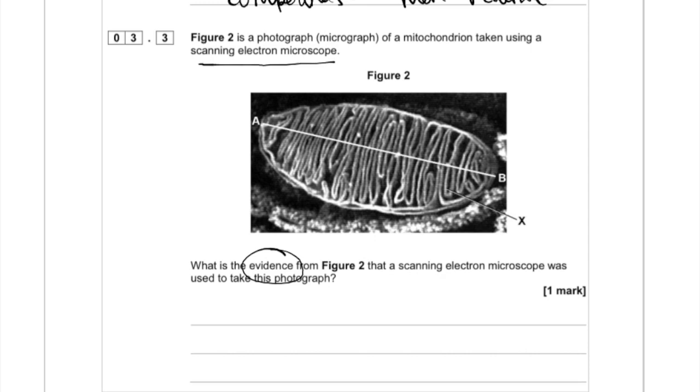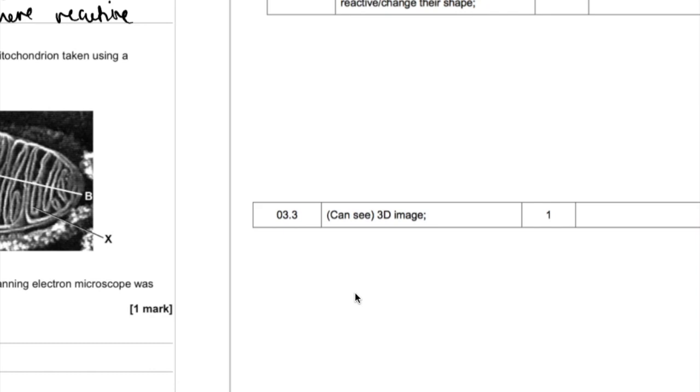And what do we know about scanning electron microscopes and how they differ from transmission electron microscopes? Well, the main reason that they differ is because they scan electrons across the surface and therefore create a 3D image. And you can see here that this image does look kind of 3D. So that's how we know a scanning electron microscope was used to take this photograph. And here we have the mark scheme. So you can see a 3D image.